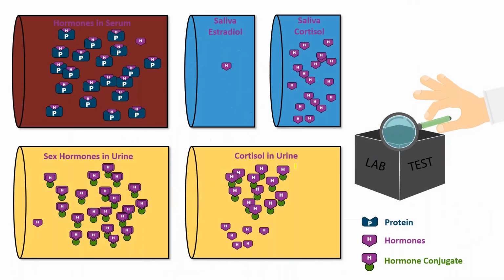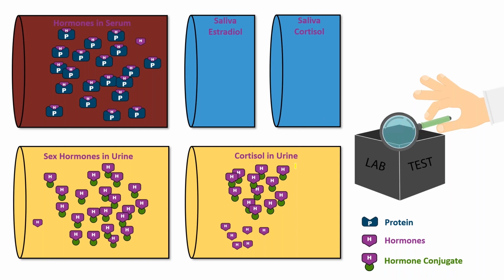So when we want to look at our various measurements and we've got our lab test, saliva cortisol, we're looking at what? Free hormone, but there's quite a bit of it. So it's a relatively easy lab test for us to do. When we look at salivary estradiol, as we mentioned, there's just not very much of it, which is what makes it a very difficult lab test.